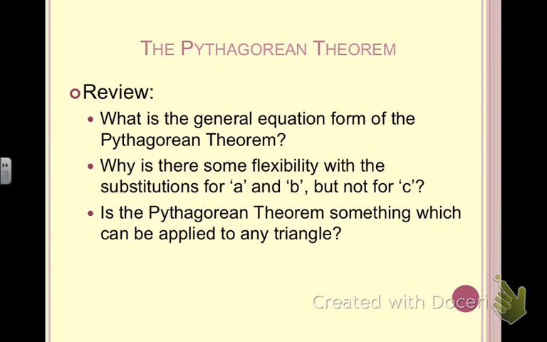Remember that the Pythagorean theorem is a squared plus b squared equals c squared. A and b represent the legs of a right triangle, and they are interchangeable in the formula. However, c always represents the hypotenuse, the longest side of the right triangle, which is always across from the right angle. Also, when using the Pythagorean theorem, keep in mind that it is only applicable to right triangles.